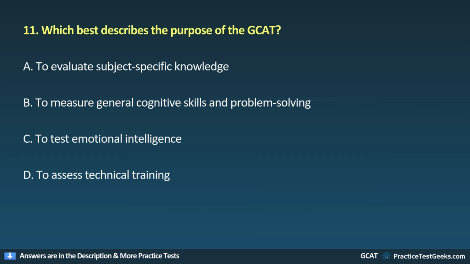11. Which best describes the purpose of the GCAT? A. To evaluate subject-specific knowledge. B. To measure general cognitive skills and problem solving. C. To test emotional intelligence. D. To assess technical training.